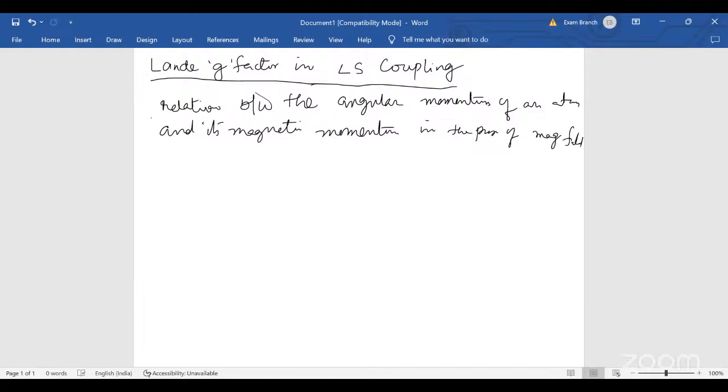So mainly, what this Landau G factor in LS coupling gives is a quantity that describes the relationship between the angular momentum of an atom and its magnetic moment in the presence of a magnetic field. That is what we have to see here.